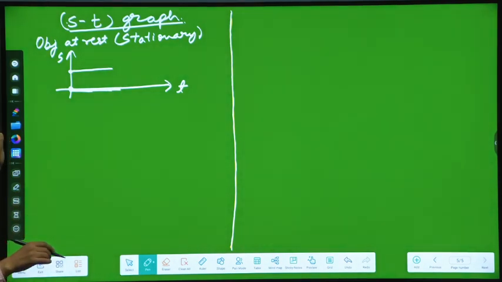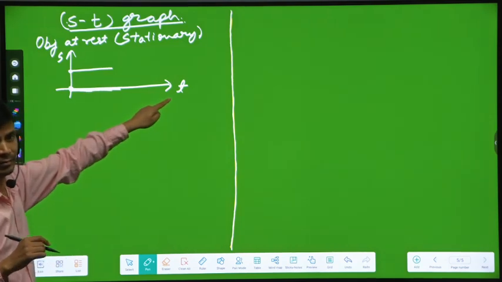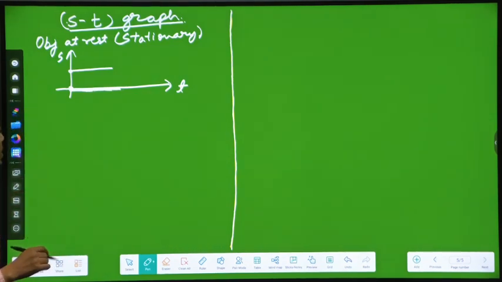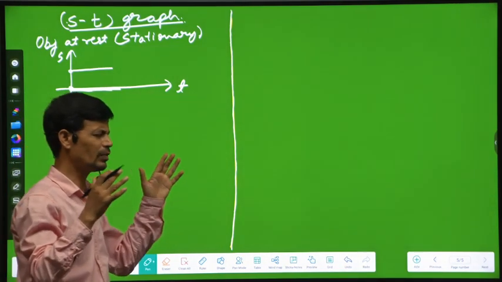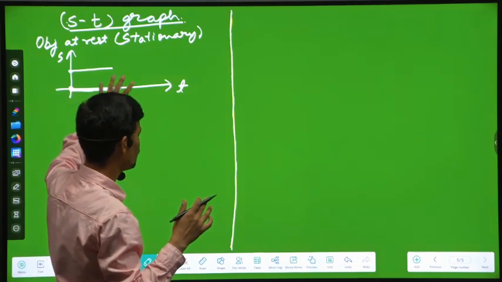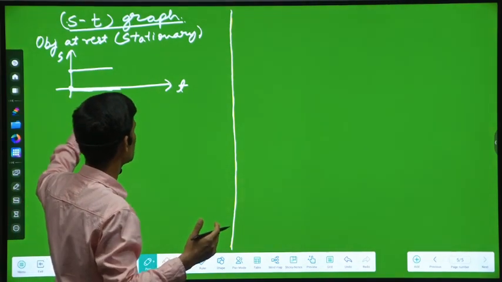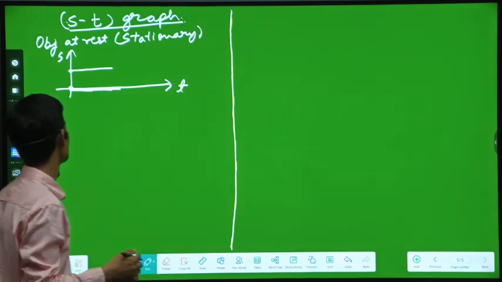Remember that for rest position. For displacement time, remember that. Because see, don't just memorize, just think. If object is not changing its position, means it is at rest.